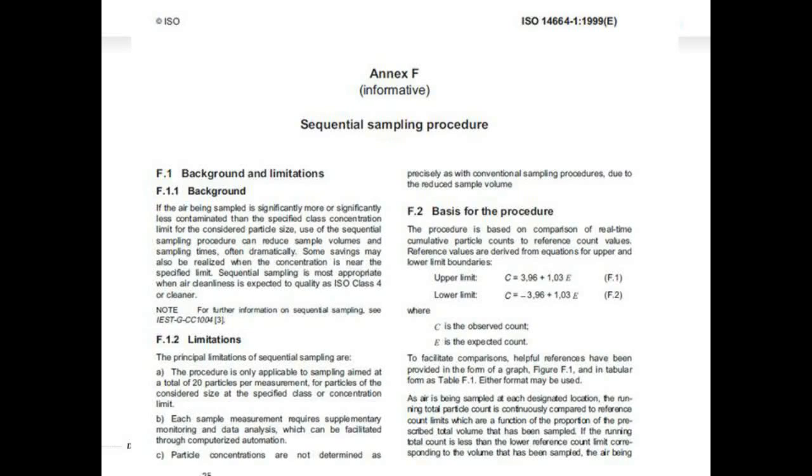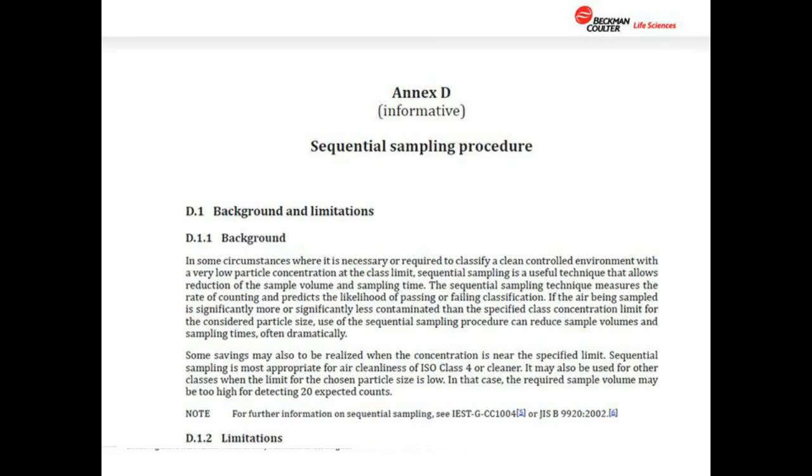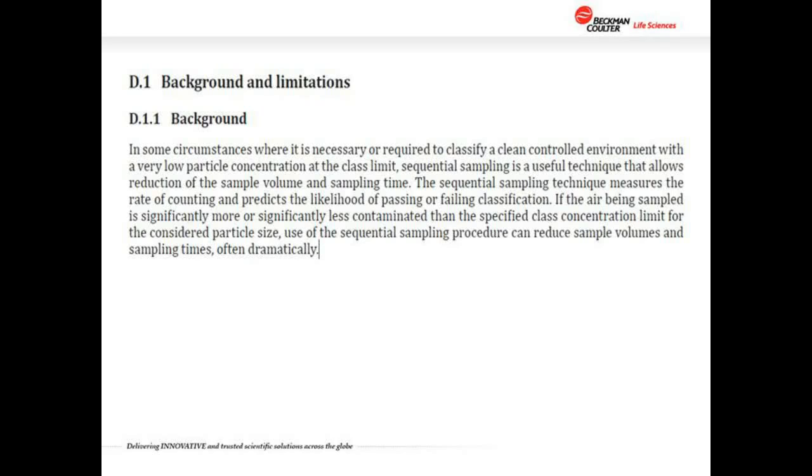It was before known as Annex F in the previous standard, and in the current one it's Annex D. Again, very much the same function and use as previously. And what it really speaks to is using the rate of counting to predict the likelihood of passing or failing classification. So again, it's trying to use the statistical methodology to help us move forward more quickly in this evaluation.